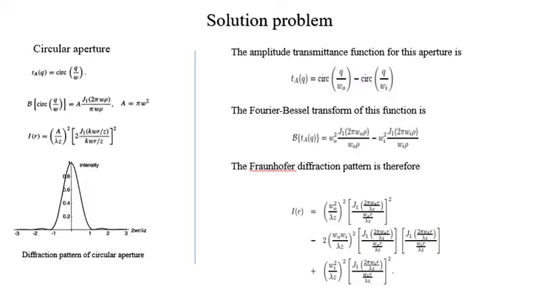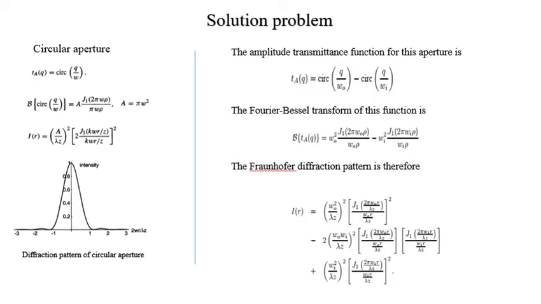But as a first step, it's better to know about a circular aperture. Let the radius of the aperture be W. Q is a radius coordinate in the plane of the aperture. The circular symmetry of the aperture suggests that the Fourier transform be written as a Fourier-Bessel transform. R is the radius coordinate in the observation plane, and rho is the radius in the spatial frequency domain.